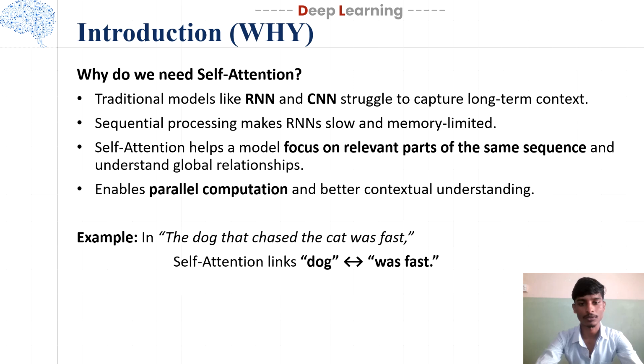So let's start with the introduction. Why do we need self-attention mechanism? Traditional models like recurrent neural networks and convolutional neural networks have difficulty in capturing long-term dependencies in data. Recurrent neural networks process information sequentially, making them slow and memory limited. The self-attention mechanism solves this problem by allowing the model to focus on the most relevant parts of the same sequence. It helps the network understand relationships between words even if they are apart from each other. It also enables parallel computation, which speeds up training and improves context understanding.